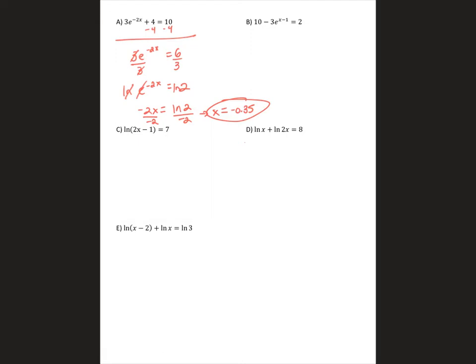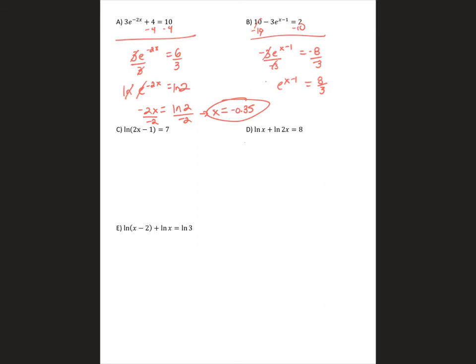10 minus 3e to the x minus 1 equals 2. I'm going to start by subtracting 10. Negative 3e to the x minus 1 equals negative 8. Divide both sides by negative 3. And I get e to the x minus 1 equals 8/3. Be careful, a negative over a negative is a positive.